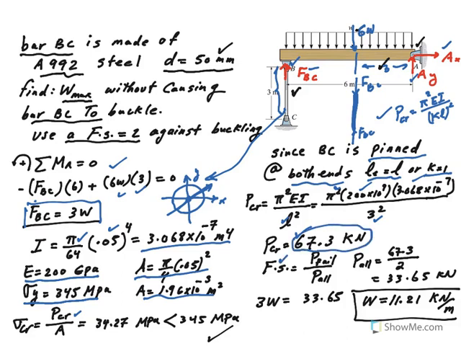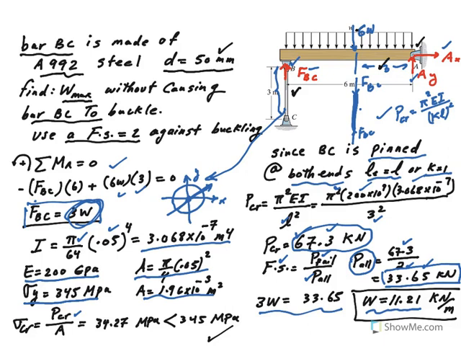What is the factor of safety definition? Factor of safety is failure load divided by allowable load. So what is the allowable load then? It's the failure load, which is this load that causes buckling, divided by the factor of safety. So now we only want to have 33.65 kilonewtons. The load that is allowed in this bar BC is going to be 33.65, and that's equal to this 3W here. When I set them equal to one another, I calculate W in kilonewtons per meter.